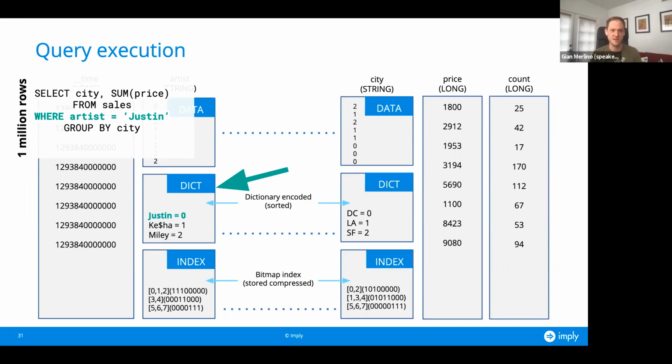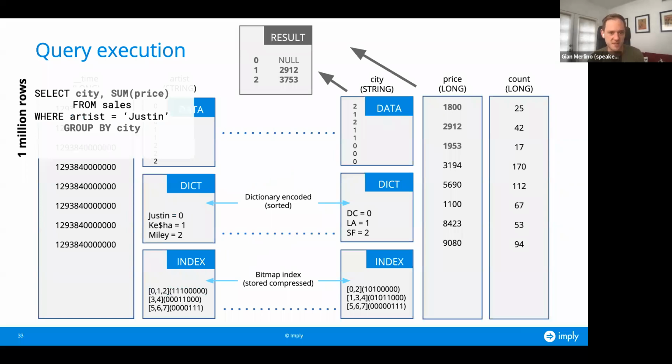The first thing we're going to do is resolve the filter, artist equals Justin. We have to figure out what rows match the filter first. And we're going to do that by looking at the dictionary. The dictionaries are all alphabetically sorted, so we can binary search through them. We don't have to do a linear scan. In this situation, it doesn't help that much because there are only 3 entries. But there could be thousands of entries in a dictionary, or tens of thousands, and it helps more and more the more entries there are. So we're going to do a binary search and realize that Justin is 0. Then we go over to the index, remembering that the index and dictionary are positionally equivalent. We read the first bitmap out, 0, 1, 2, and see that those first 3 rows are the ones that match our filter.